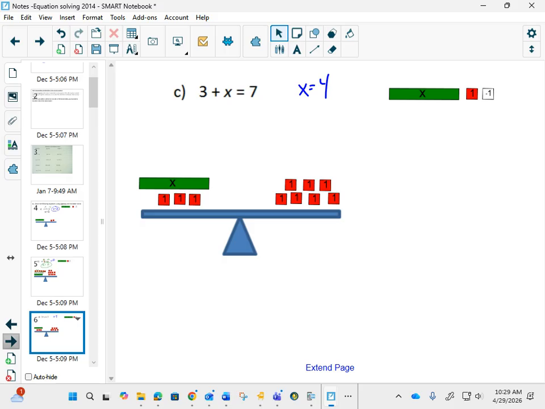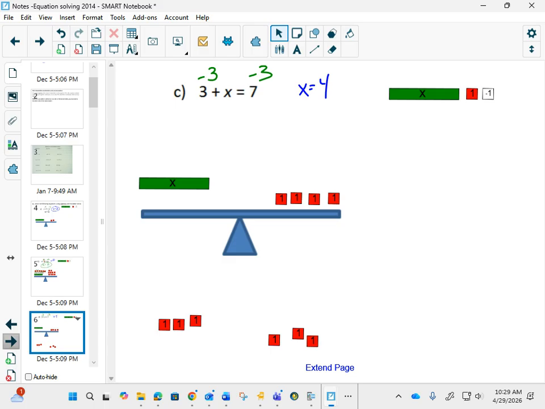If I want the X by itself on the left, does it make sense I'd have to take away the 3 ones? Mathematically, we would show that as the opposite of plus 3 is minus 3. And if I subtract 3 on this side, I'd have to subtract 3 on this side. So if I take away these 3, 1, 2, 3, I have to take away 3 on this side. 1, 2, 3.